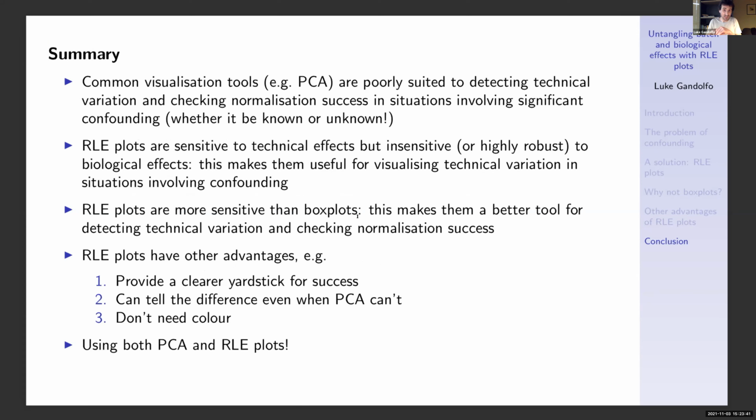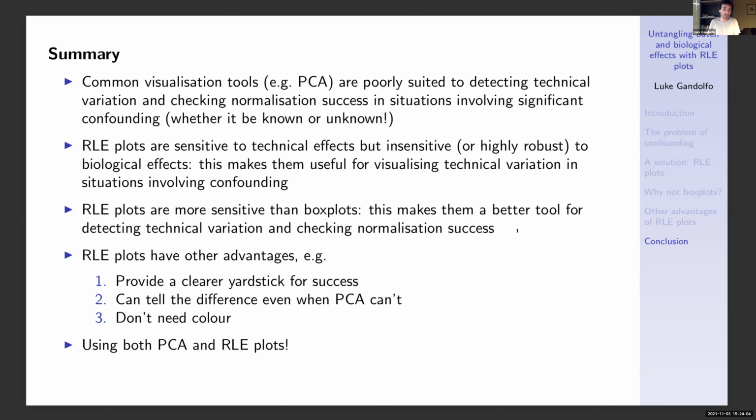RLE plots are sensitive to technical effects, but insensitive or highly robust to biological effects. This makes them useful for visualizing technical variation in situations involving confounding. RLE plots are more sensitive than box plots. This makes them a better tool for detecting technical variation and checking normalization success.